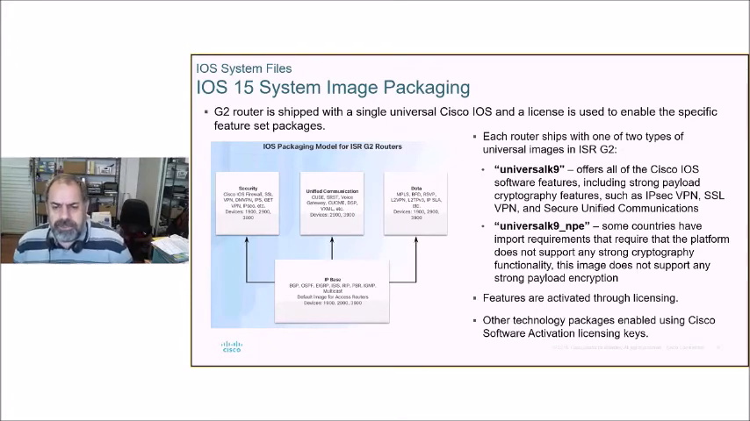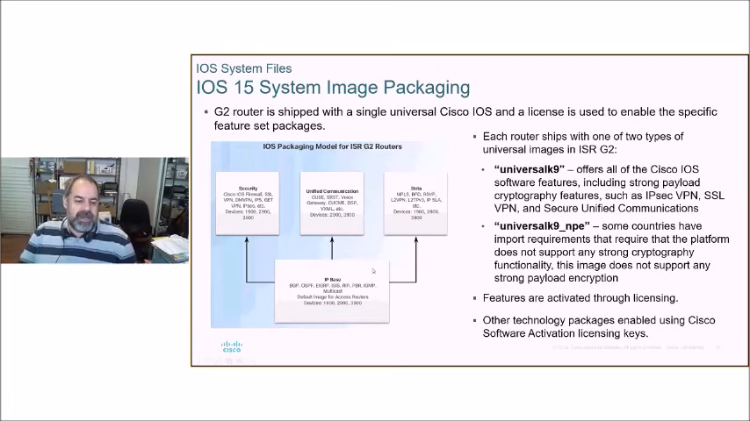iOS files changed greatly between version 12 and version 15. They didn't actually do a 13 or 14. With version 12, you actually had to get a different version of the file for a different feature set. With version 15, most iOS files actually include everything, and you just need to use a license code to activate these extra feature sets.